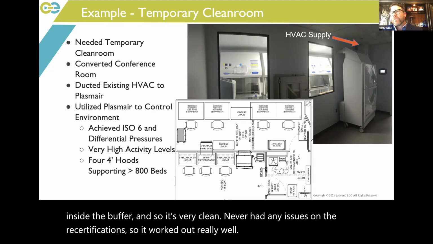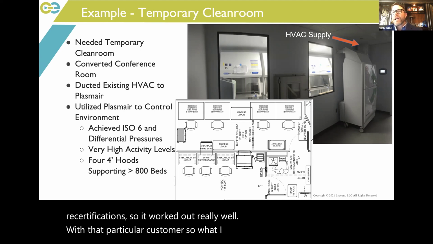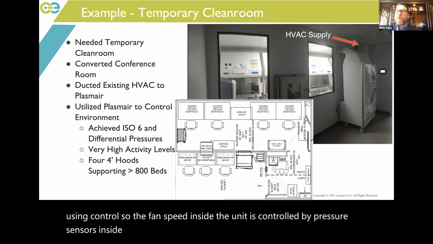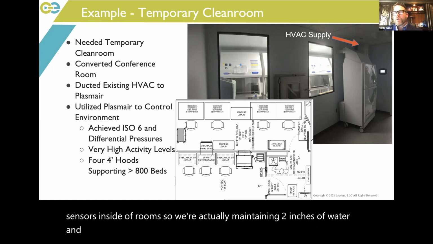So what I liked about this design here is it's using control. So the fan speed inside the unit is controlled by pressure sensors inside the rooms. So we were actually maintaining 0.02 inches of water or more in the buffer to the anteroom out to the workspace. So a pretty unique operation there.